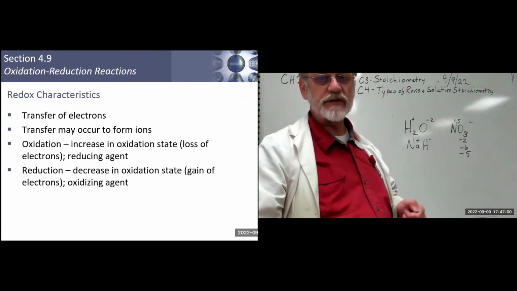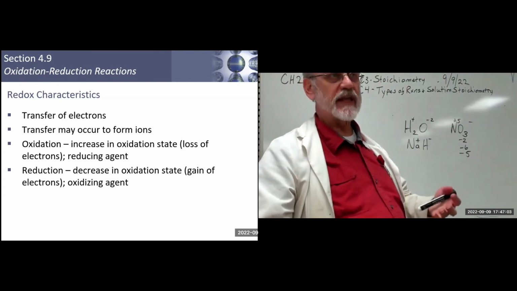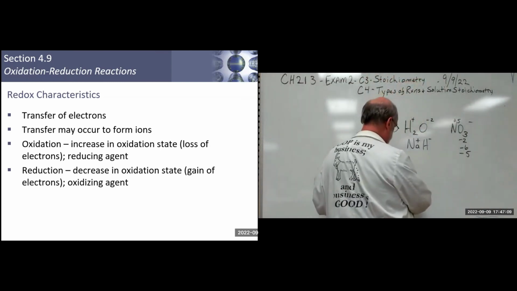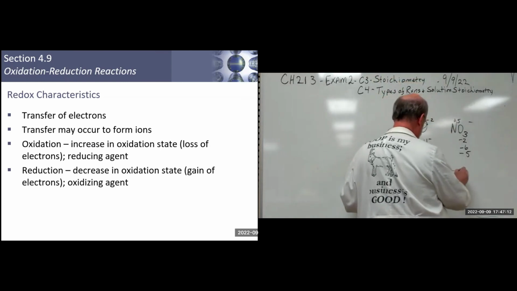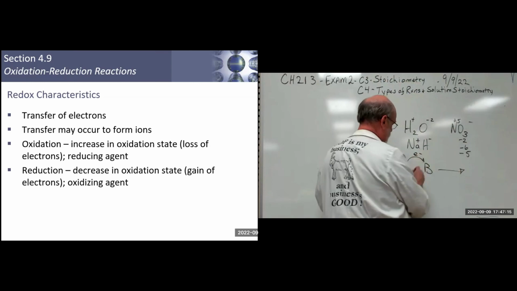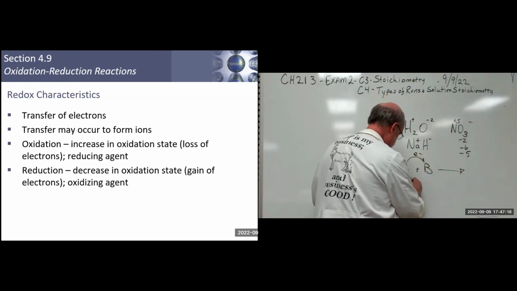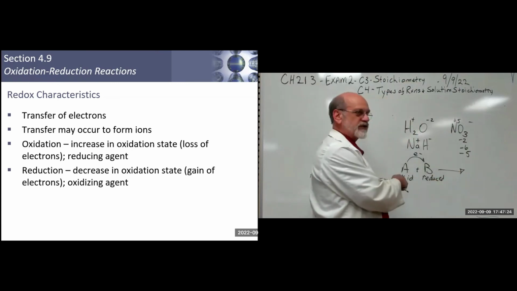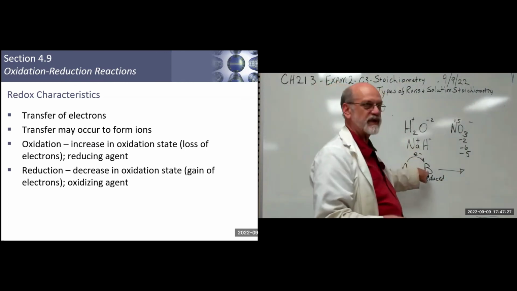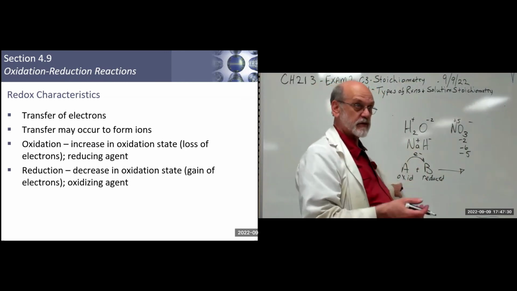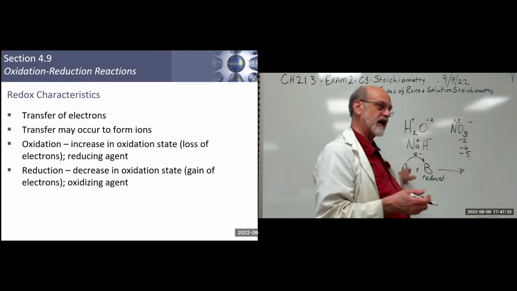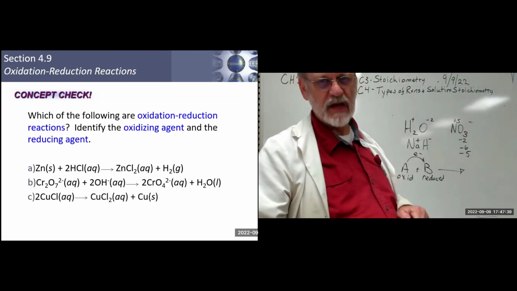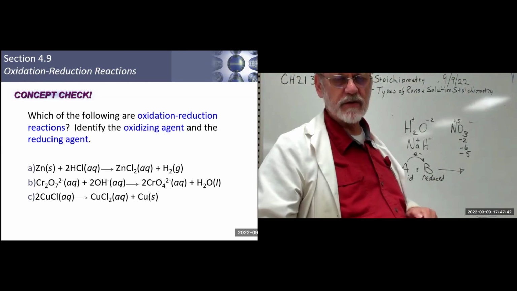So oxidation is an increase in oxidation state, which is loss of electrons. And notice that when you have something that, say, this one plus this one yields something, and you transfer electrons like that, this one is oxidized, this one is reduced. That makes this one the reducing agent. It causes the reduction of B. So the oxidized species is the reducing agent, and the reduced species is the oxidizing agent. Okay. Identify the oxidizing agent and the reducing agent in each one of these.